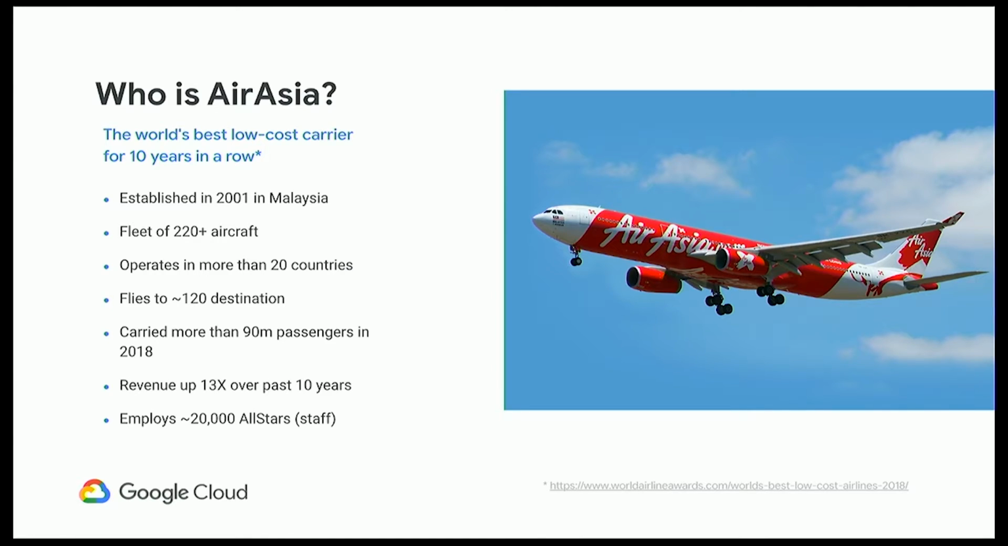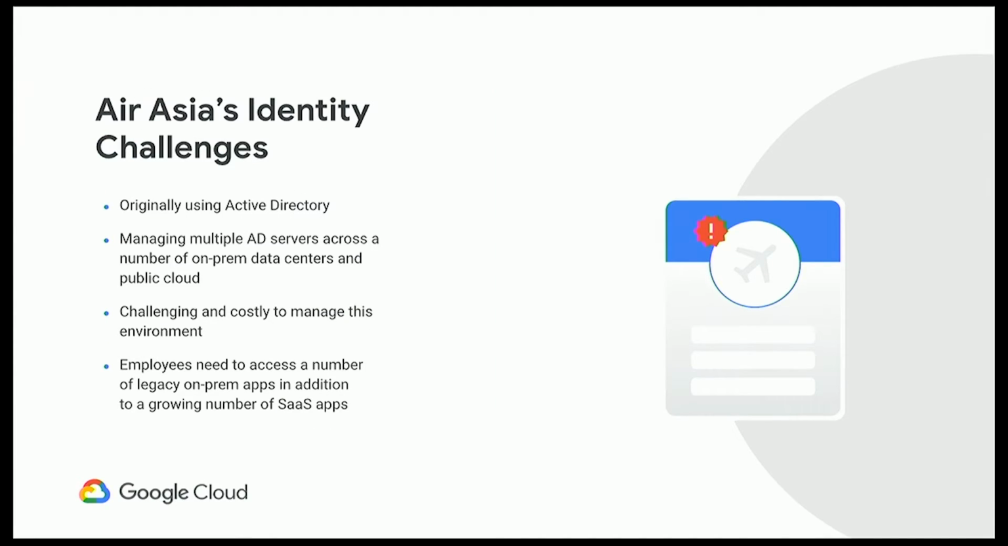We have 120 destinations or more, flying everywhere from Jeddah in Saudi Arabia to Hawaii and everywhere in between. And we have about 25,000 staff. It's actually 9 airlines in 5 different countries. So Malaysia, Philippines, India, Thailand, Indonesia, Japan. Is it 5 or 6? Oh, okay. So that's us.